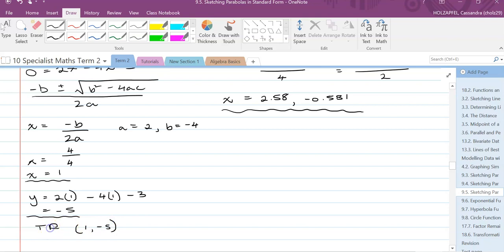So we actually have all the same information as what we did before without having to use any completing the square method. The only thing that you have to remember is you have to remember the quadratic formula and you have to remember the turning point formula.